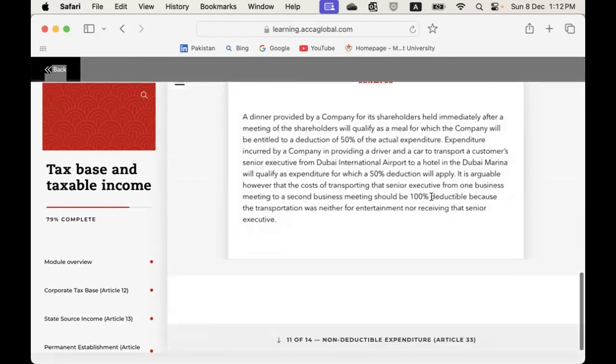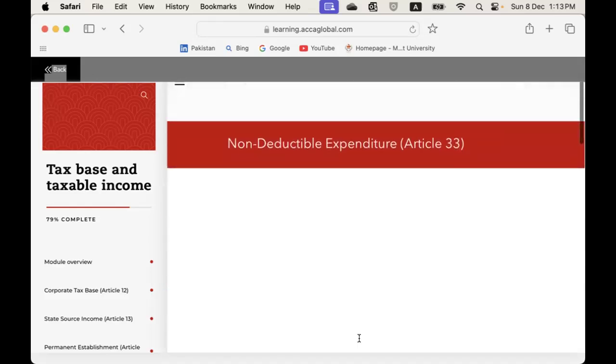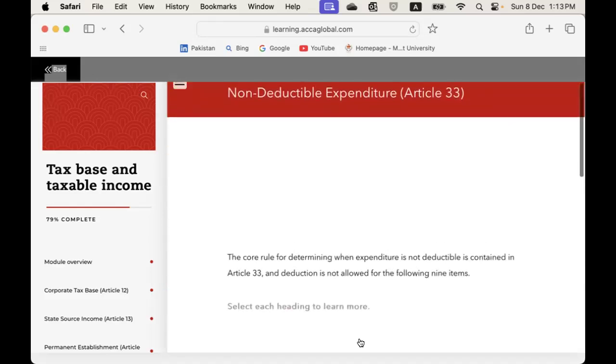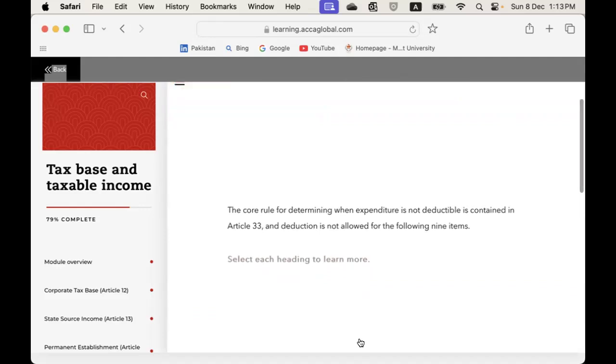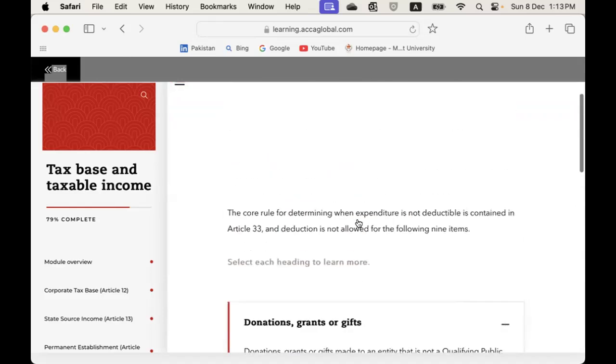It is arguable, however, that the cost of transportation of senior executives from one business meeting to a second business meeting should be 100% deductible, because the transportation was neither for entertainment nor for receiving that senior executive. But specific cases will keep coming. It is not possible to cover all the cases, but the general rules we should learn.